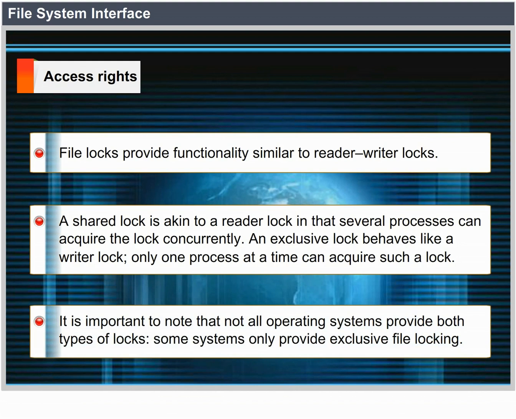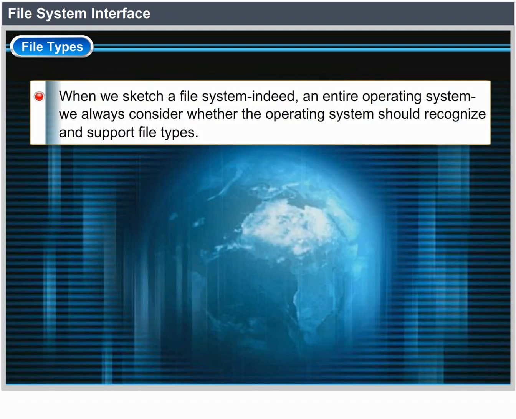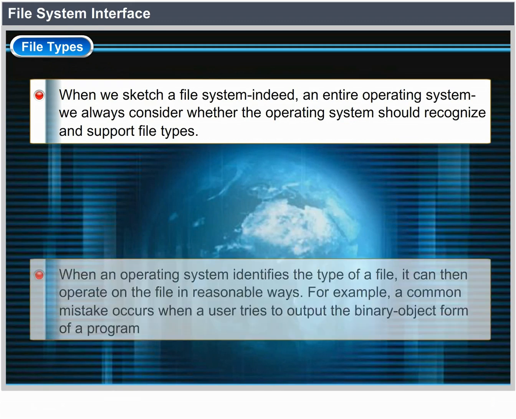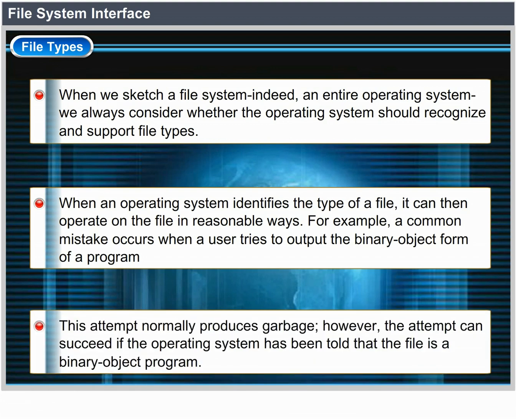File types. When we design a file system, indeed an entire operating system, we always consider whether the operating system should recognize and support file types. If an operating system recognizes the type of a file, it can then operate on the file in reasonable ways. For example, a common mistake occurs when a user tries to output the binary object form of a program. This attempt normally produces garbage. However, the attempt can succeed if the operating system has been told that the file is a binary object program.